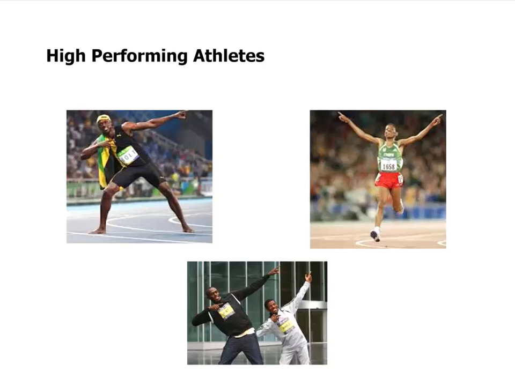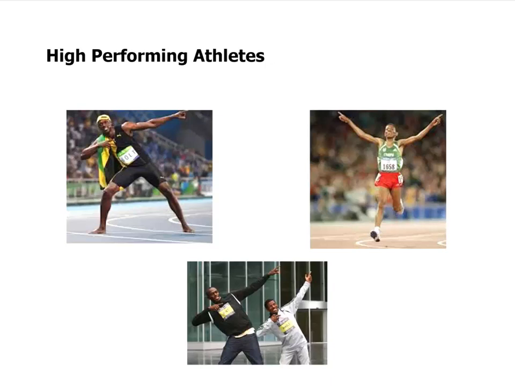Now, how would we know that Usain Bolt is a high-performing athlete? Well, there's some obvious indicators. One, he has won multiple Olympic gold medals and world championships. And he's supposedly, in his heyday, the fastest man over 100 meters. And that was measured simply by timing him over that distance from a start point to an end point.